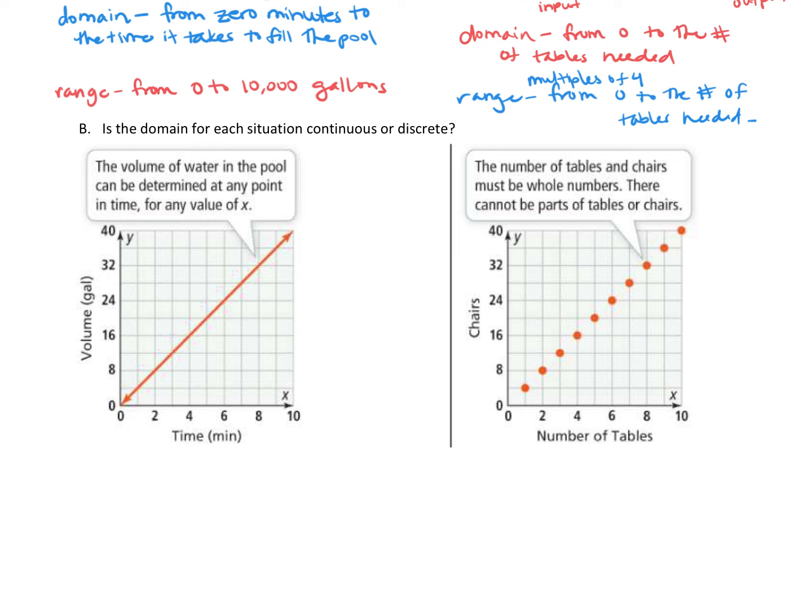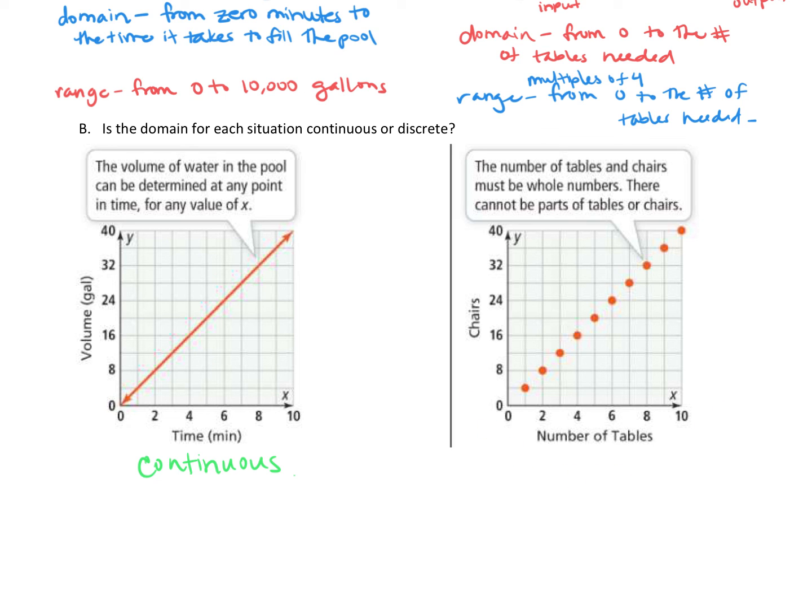So we could have, let's see, 1 minute. Here's how full we are. 1.5 minutes, we're here. I could go to 4 minutes. I'm at 16 gallons. I could go to 4.23 minutes. So because it's every value in between 1 minute, 2 minutes, 3 minutes, 4 minutes, this is a continuous graph. And I think it makes sense when you look at the picture. The line is including every point here. So that is a continuous domain.